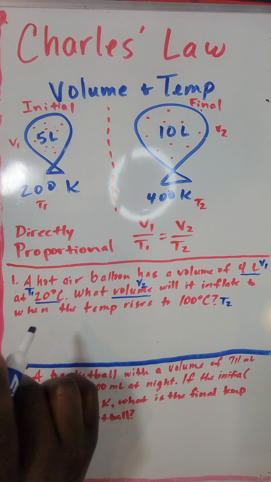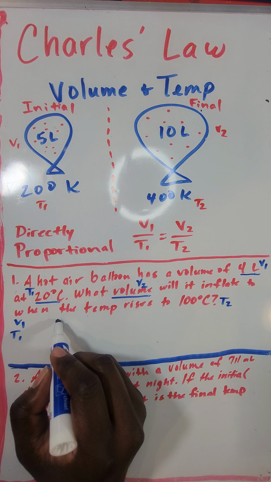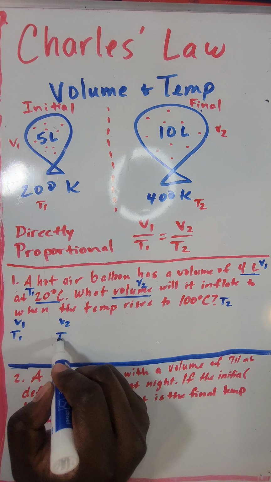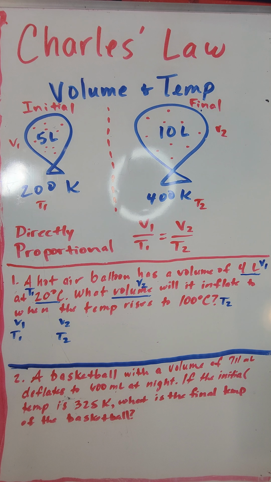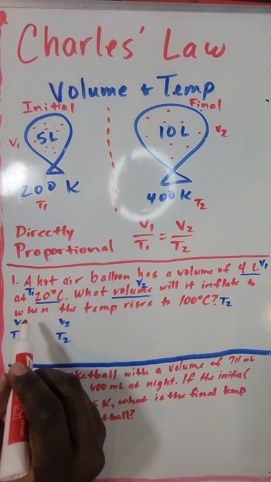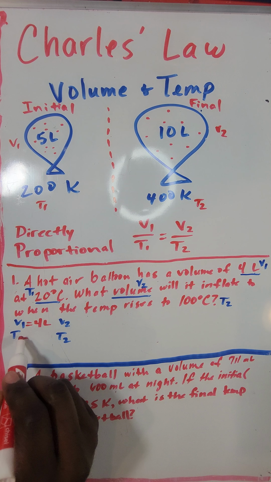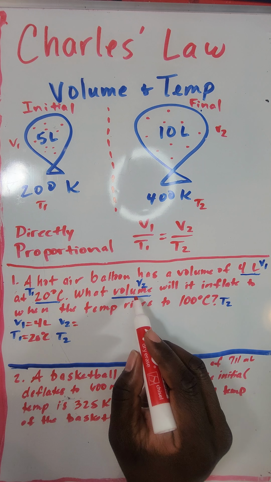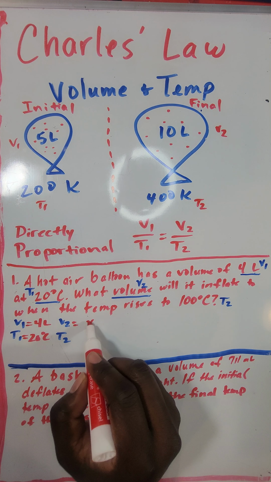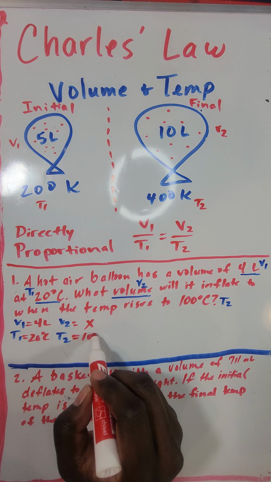All right, so now we're going to write our variables. We got a V1, a T1, a V2, and a T2. Our V1 we said was 4 liters. Here, I'll write that in red. Our T1 is 20 degrees Celsius. Our V2 is what we're looking for, so we're going to put X right there. And then our T2 is 100 degrees Celsius.